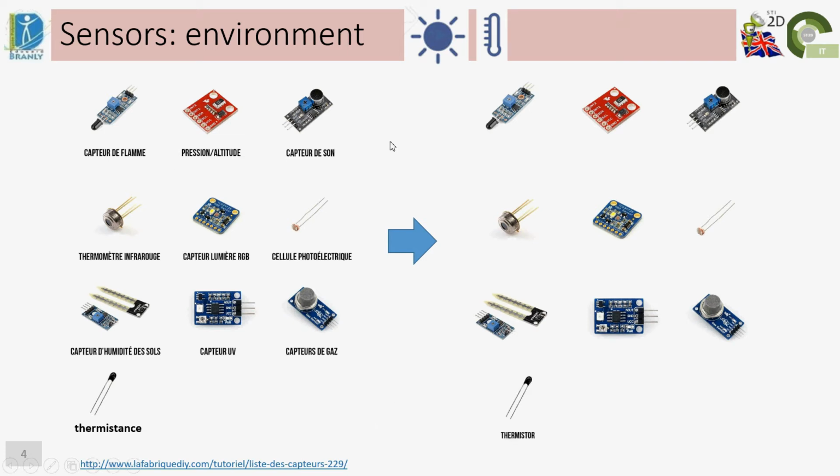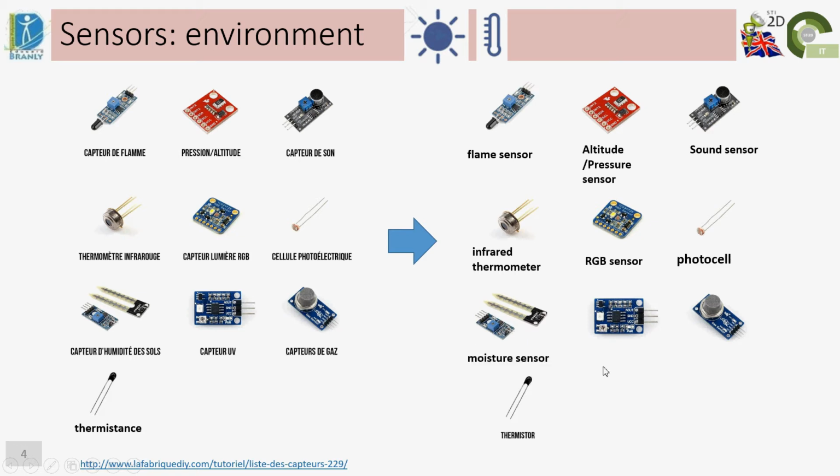So for example, you have the flame sensor, altitude pressure sensor, sound sensor, infrared thermometer, RGB for red, green, blue sensor, photocell, moisture sensor, UV sensor, gas sensor, or thermistor, which is thermistance in French, which is used to measure temperature.